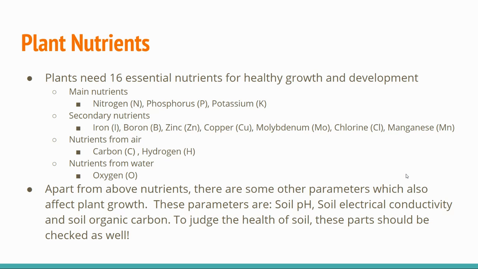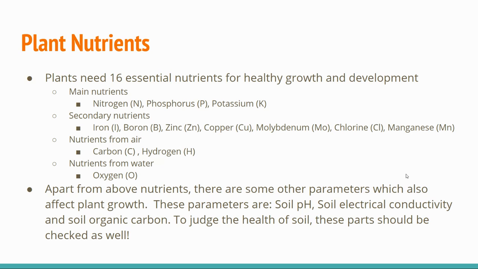All right, so plants need 16 essential nutrients for healthy growth. Then you have main nutrients, secondary nutrients, and then nutrients from other sources. So the main nutrients are nitrogen, phosphorus, and potassium. Those are the ones that get a lot of the fame, and those are the ones that a lot of fertilizers are primarily composed of. You can see the secondary nutrients there. They're also important, and you can look through those. I'm not going to read through those.